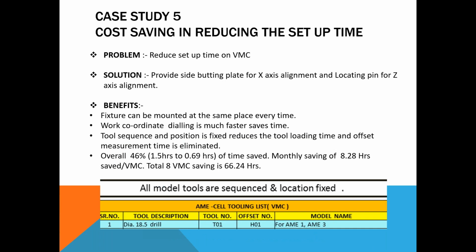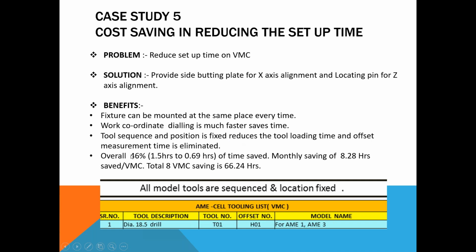Now the third thing we have done: can you see this down here? All this is serial number, tool description, tool number, offset, and model. There are some 16 models. For this we have standardized: in one number, my tool will be this one only, drill, the tool number is 01 and the offset is H01. As the tool position and sequence is fixed, my offset time is limited.